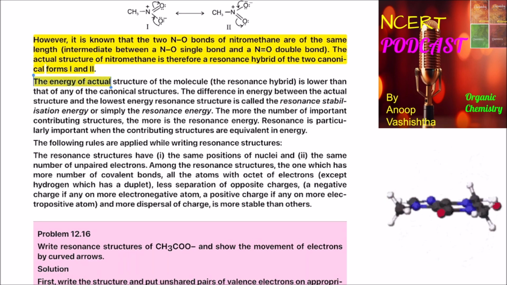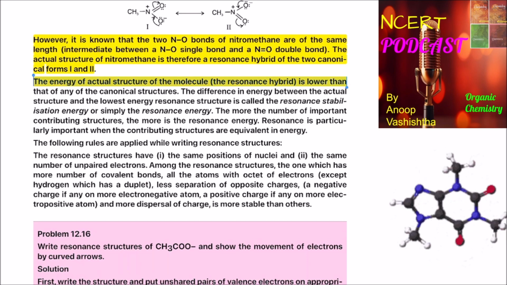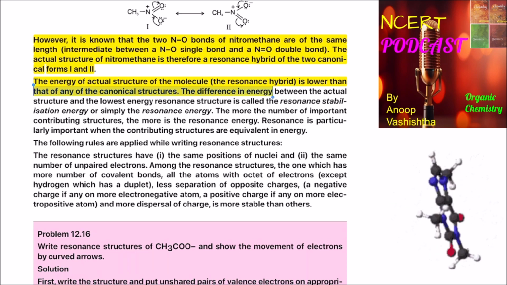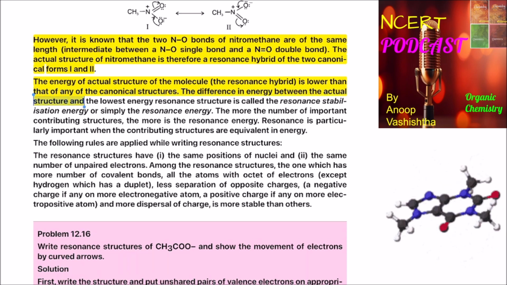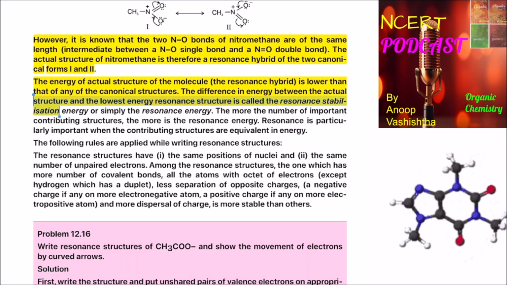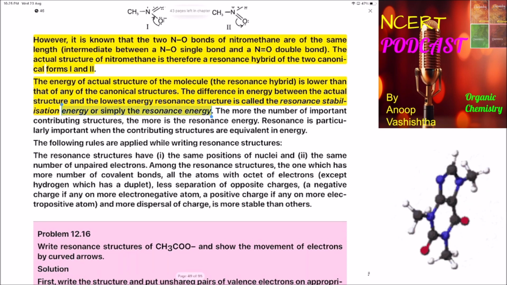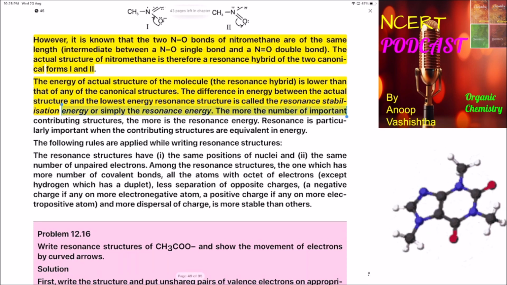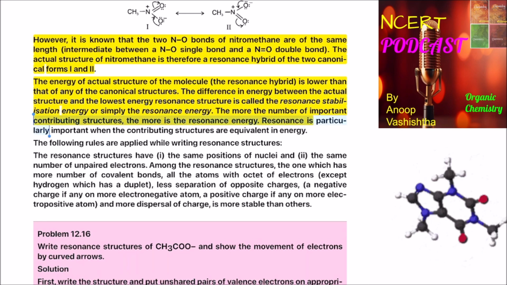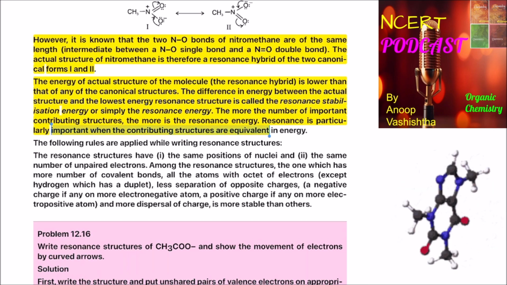The energy of the actual structure of the molecule, the resonance hybrid, is lower than that of any of the canonical structures. The difference in energy between the actual structure and the lowest energy resonance structure is called the resonance stabilization energy, or simply the resonance energy. The more the number of important contributing structures, the more is the resonance energy. Resonance is particularly important when the contributing structures are equivalent in energy.